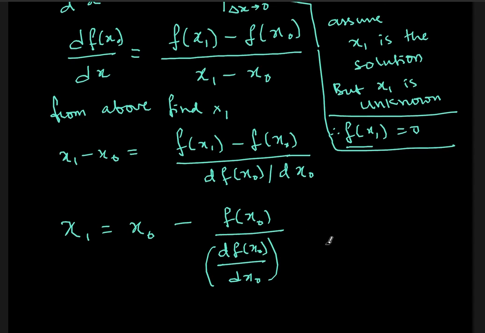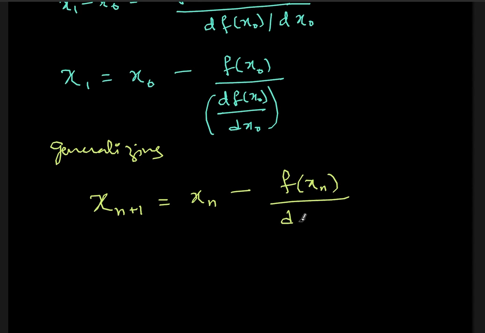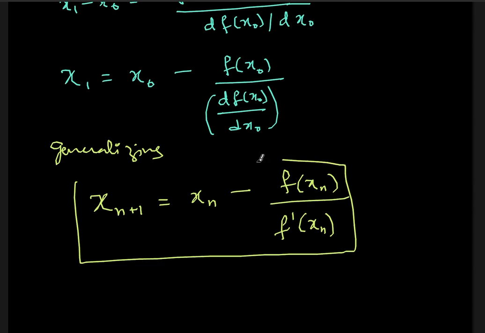So if I generalize it, xn plus 1 is equal to xn minus f of xn divided by d by dxn of f of xn. Otherwise, let me write it like this, f dash of xn. So this is the generalization of the Newton-Raphson method.